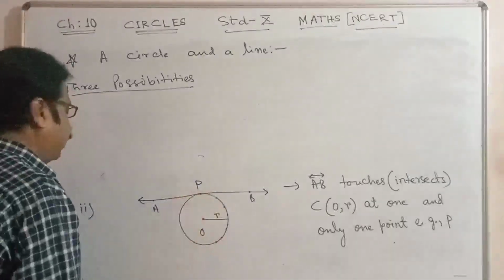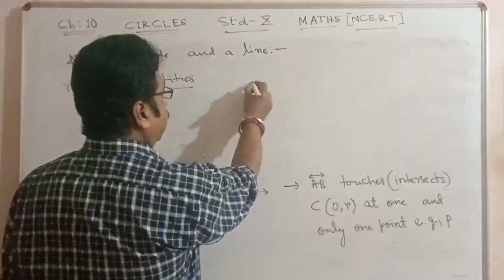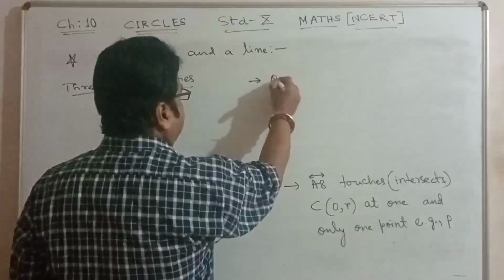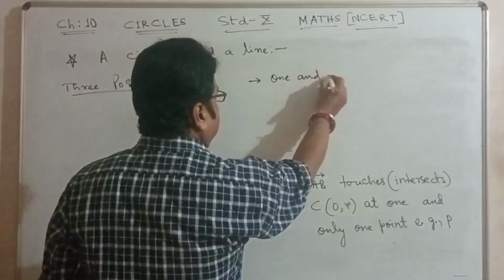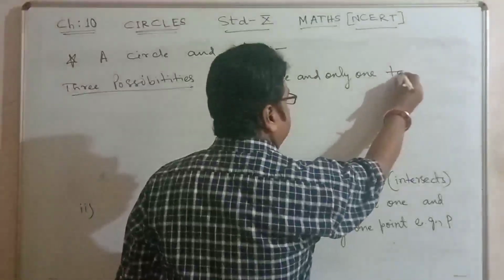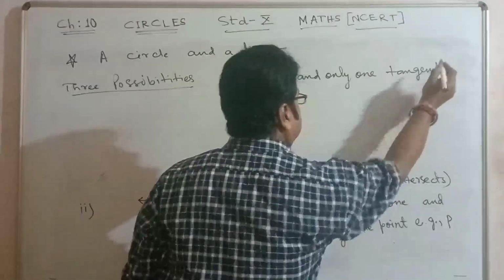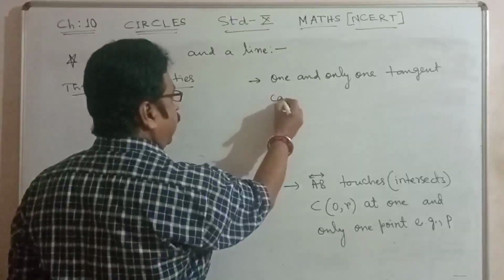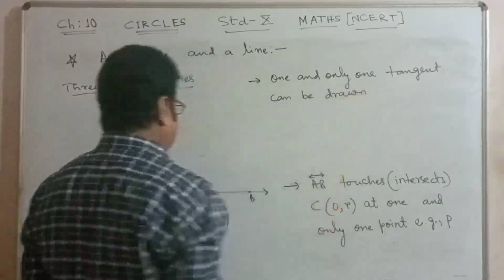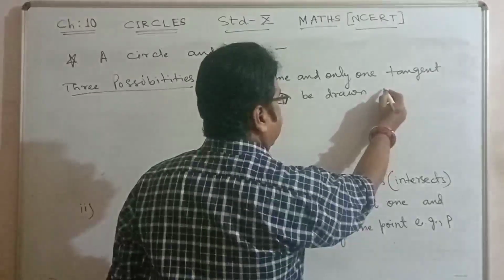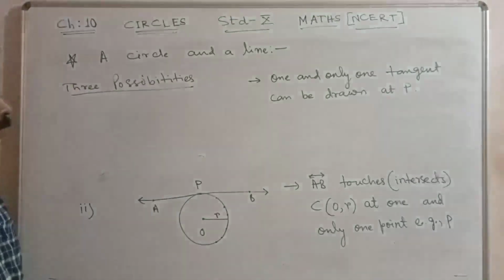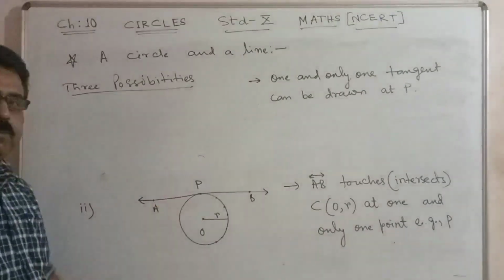For this case I am writing: one and only one tangent can be drawn at P. Only one tangent we can get for this point P.